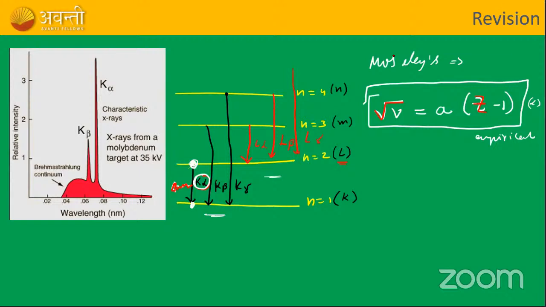Okay. So Z is atomic number, and one is constant. So this is how the frequency of an X-ray depends on the atomic number. It depends on the nucleus.